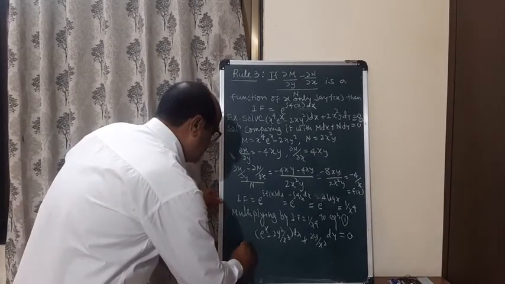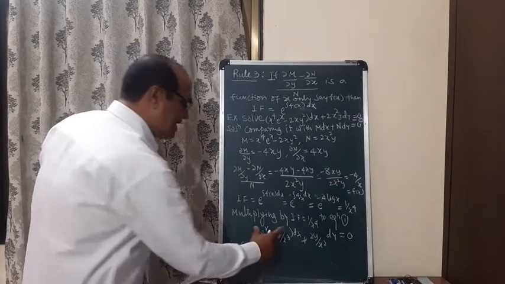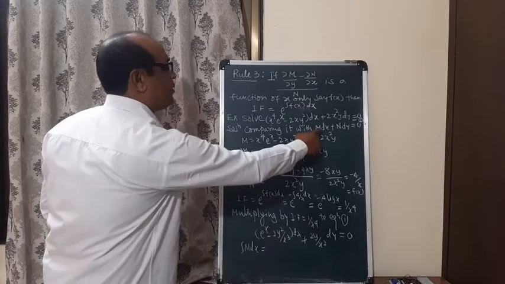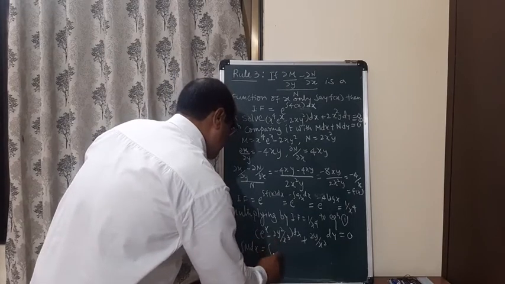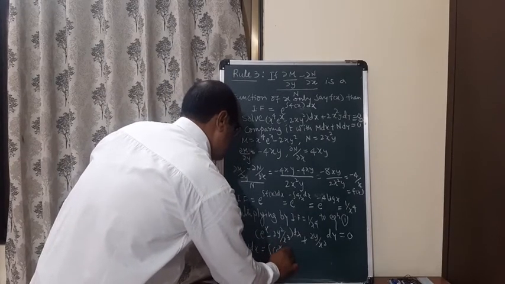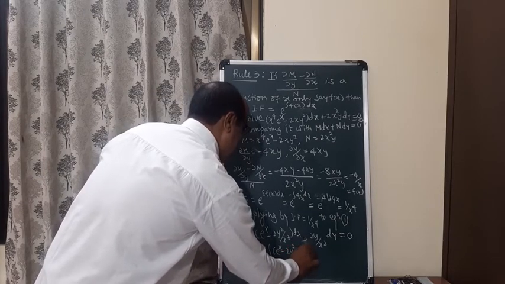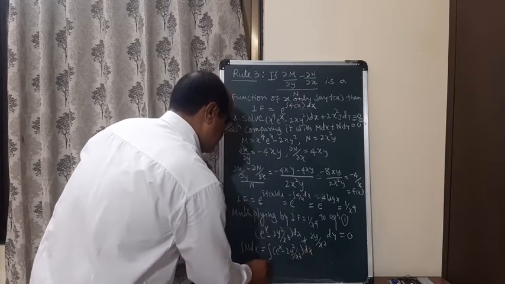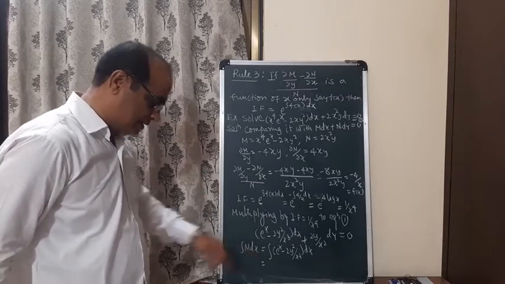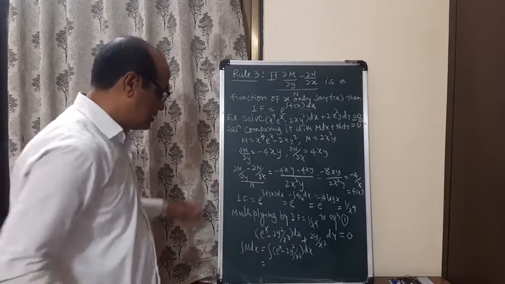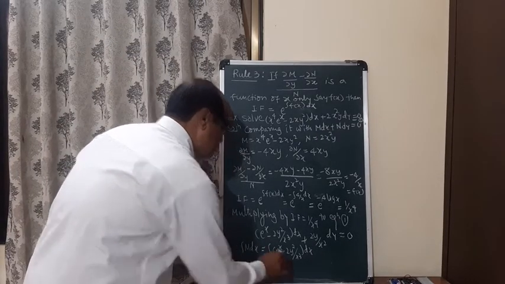So integration of M dx. What is M? Because the equation has come in this form. M is, by the usual method, e raised to x minus 2y square divided by x cube, dx. So what is the integration of this with respect to x? The integration of e raised to x is e raised to x.